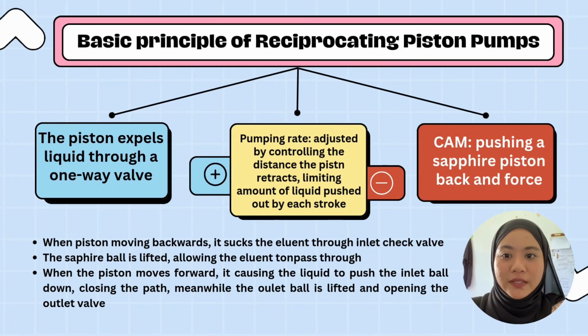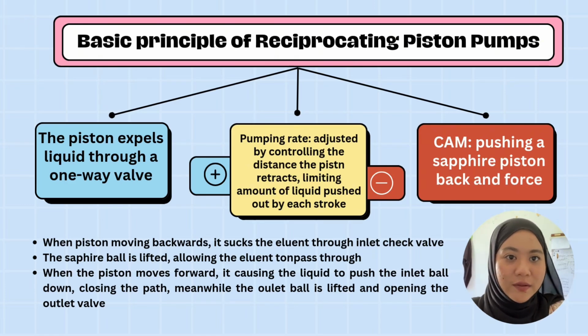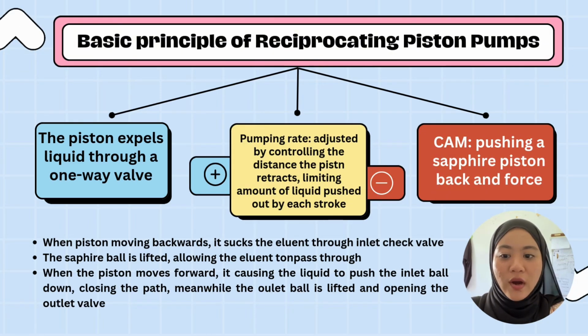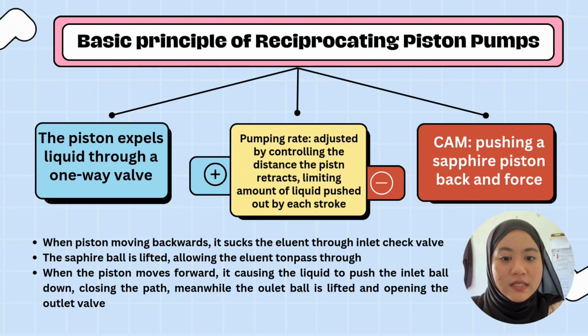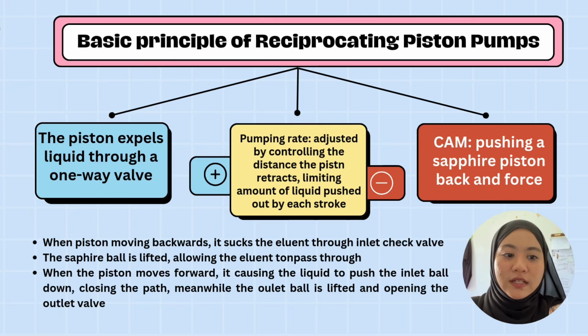For the basic principle of reciprocating piston pumps, there are 6 of them. So the first one is the piston expels liquid through a one-way valve, and then the second one, the pumping rate is adjusted by controlling the distance the piston retracts and limiting the amount of liquid that is pushed out by each stroke. The third one is a cam pushing a sapphire piston back and forth.